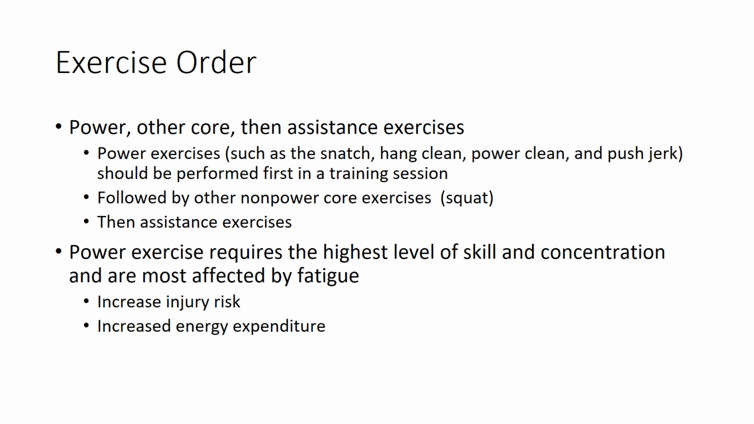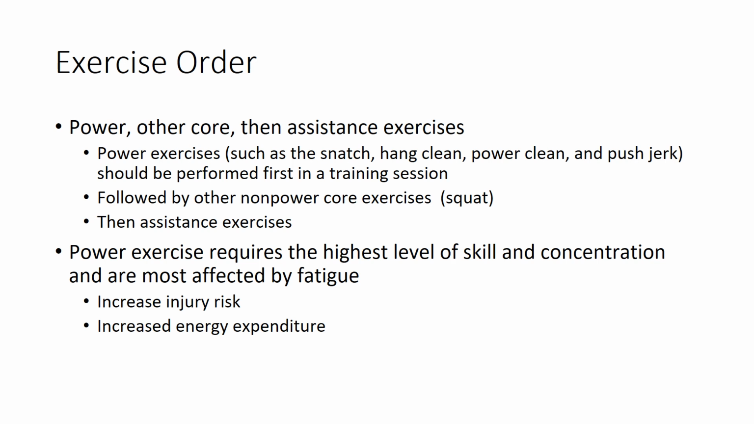When we look at power exercises such as the snatch, the hang clean, power clean, and push jerk, these should be performed first in the training session, followed by other non-power core exercises such as the squat, and then followed by assistive exercises, say the knee extension exercises. We have these multi-joint exercises and then single joint exercises, where the hang clean and push jerk and all that is working your major muscle groups, and then your assistive ones are working your smaller ones.